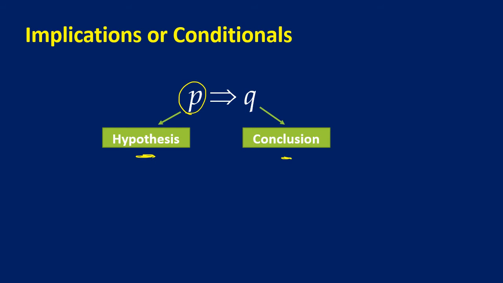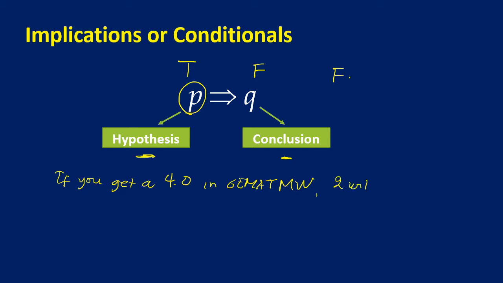I want to show you why it is false only when the premise, or the hypothesis, is true but the conclusion is false. Okay, I want to show you an example. For instance, let's say if you get a 4 in GMAT MW, I will give you, for example, I'm your mom, I will give you a new cell phone. Let's say she promised you that. If you get a 4 in GMAT MW, I will give you a new cell phone.